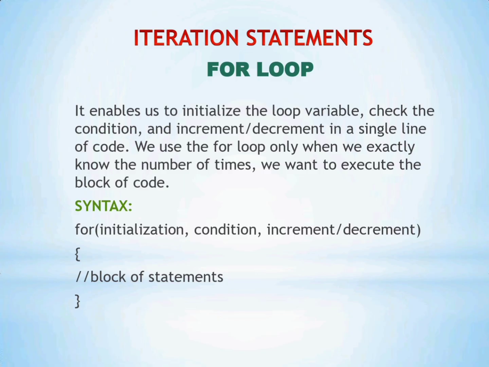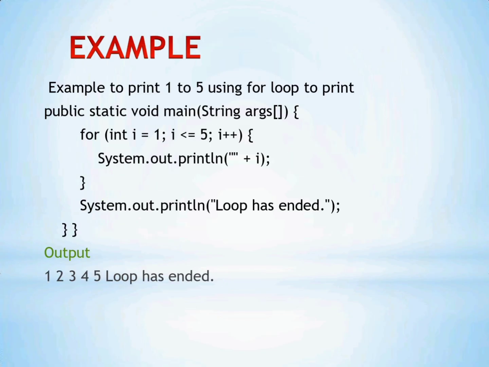Now let's see a simple program for the for loop. In the example, we need to print 1 to 5 using the for loop. Now check the condition: for int i equal to 1. Int is a data type, i is a variable, equal to 1. So the initialization value of the for loop example is 1. The loop has come to an end.